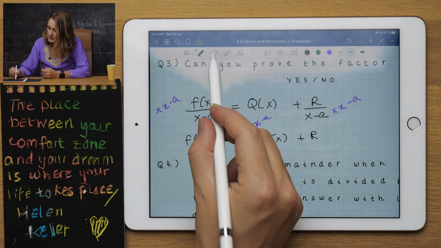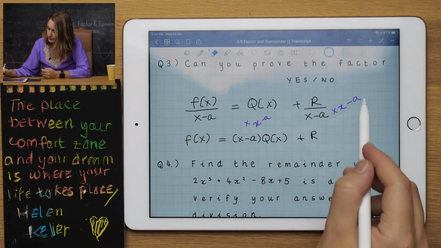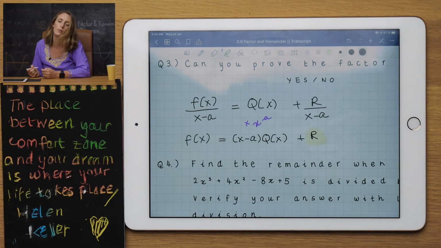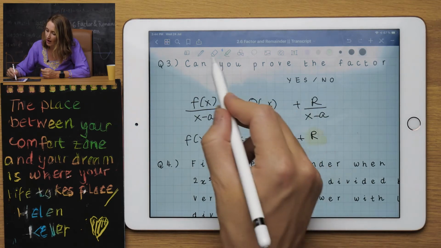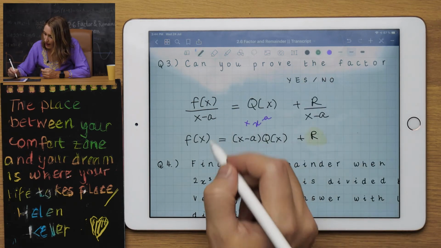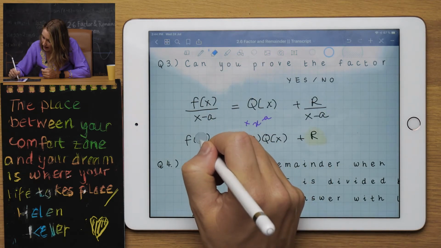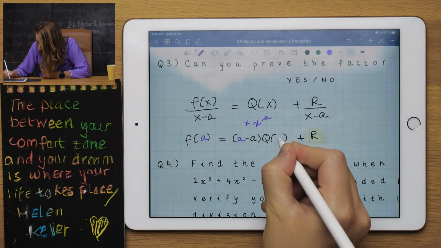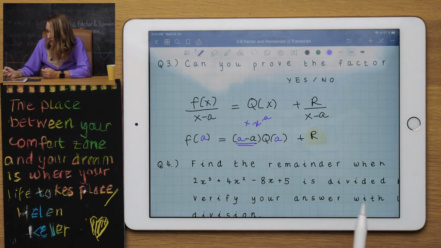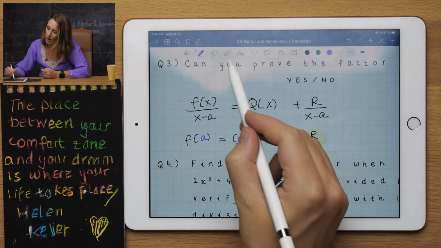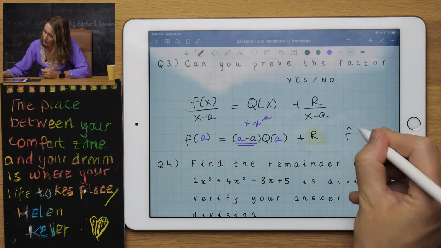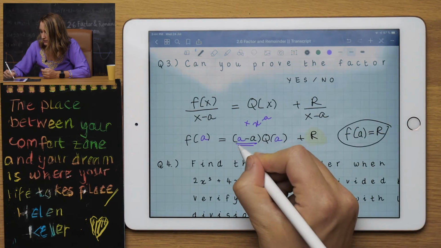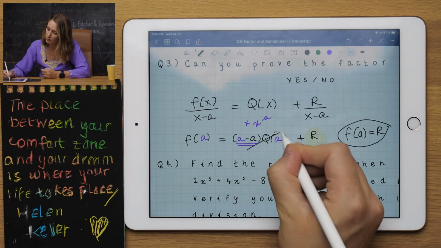Now, if I want to think about what is the remainder, I want to find out what is r. If I substitute a for x, so everywhere that I had x, I replace it with a, you can see that a minus a here would be 0. So I would have f of a is equal to r. This would be 0, so 0 times q of a, this would be gone.